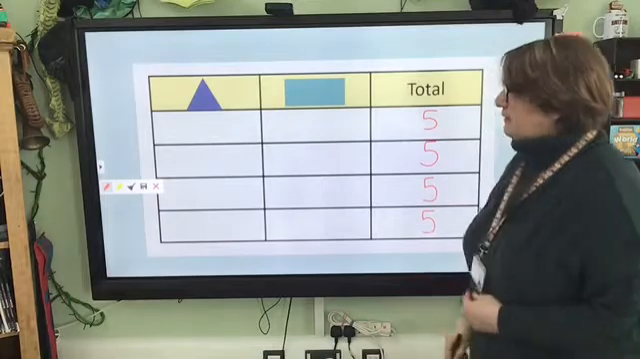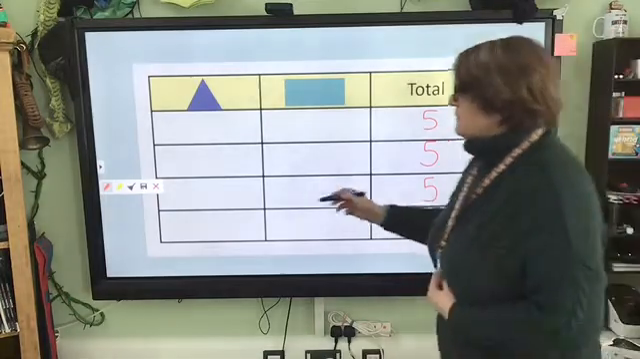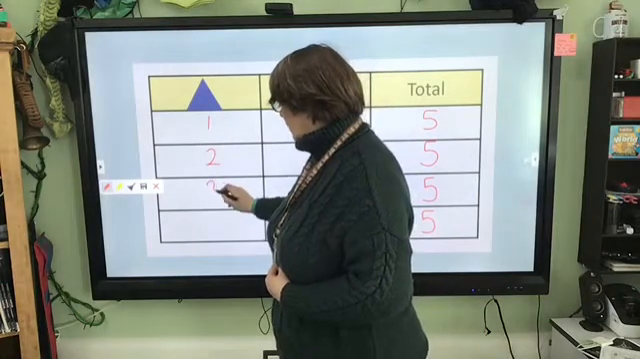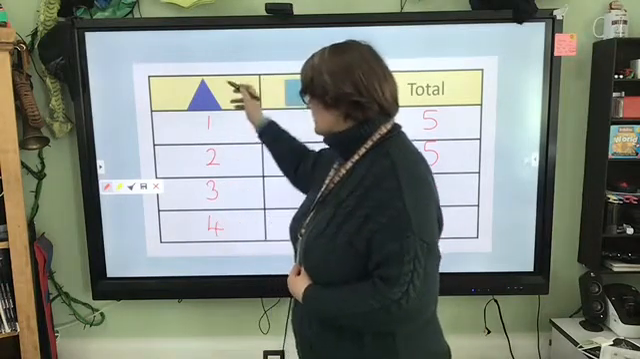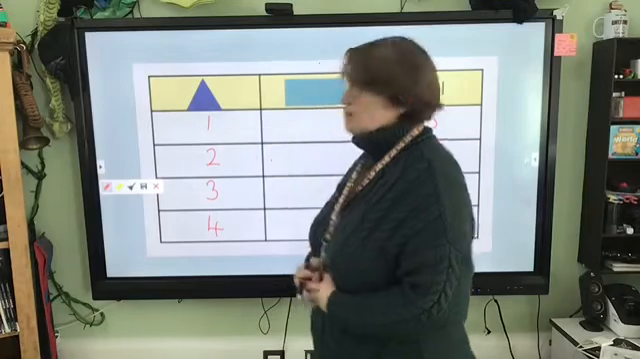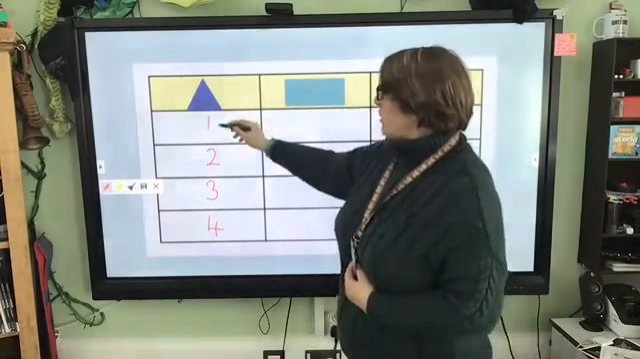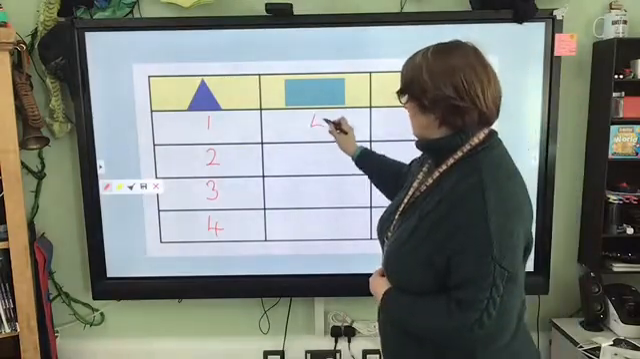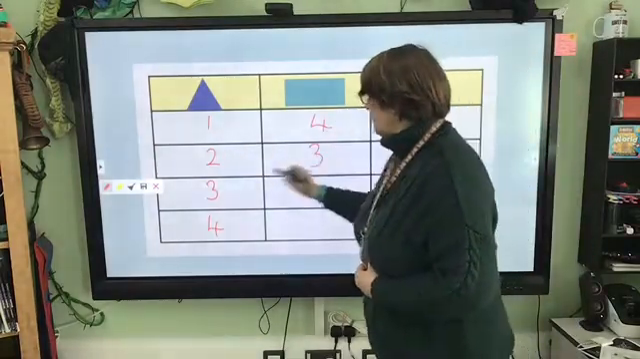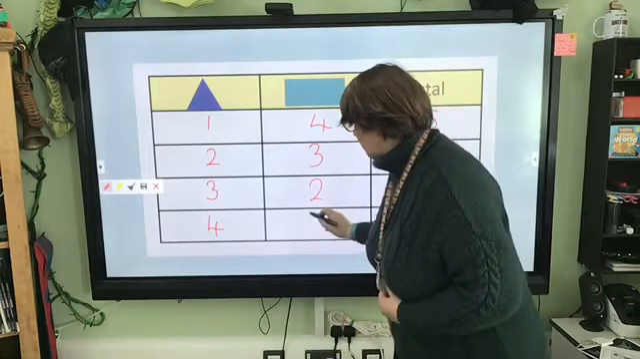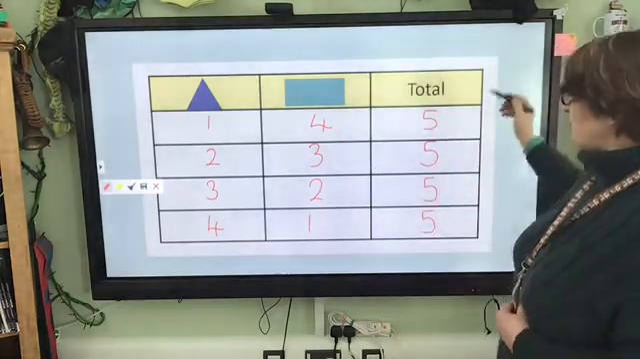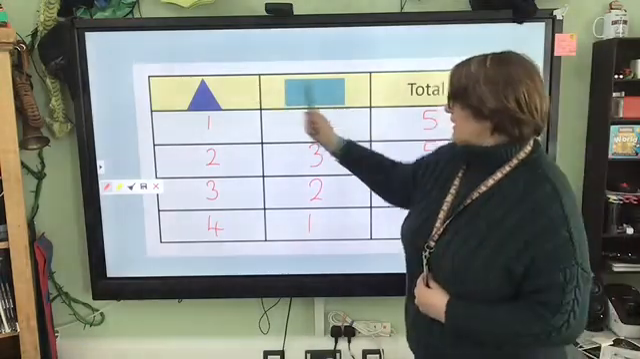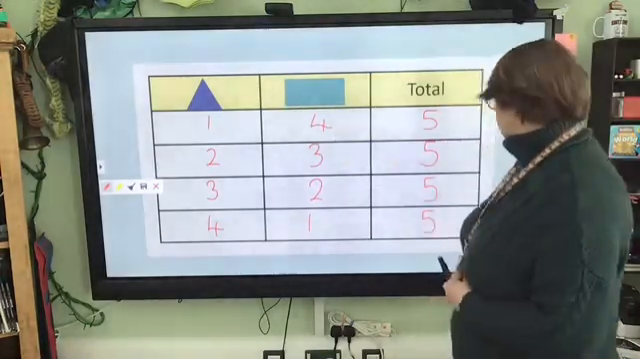Then we need to think about, well, what could the values be? So if they're positive numbers, we could have 1, 2, 3, and 4 as the possible values of the triangle. Okay, so if we have 1, what adds to 1 to make 5? 1 plus 4 makes 5. 2 plus 3, 3 plus 2, and 4 plus 1. We now know that we have found all the different variations of the value of the triangle and the rectangle.